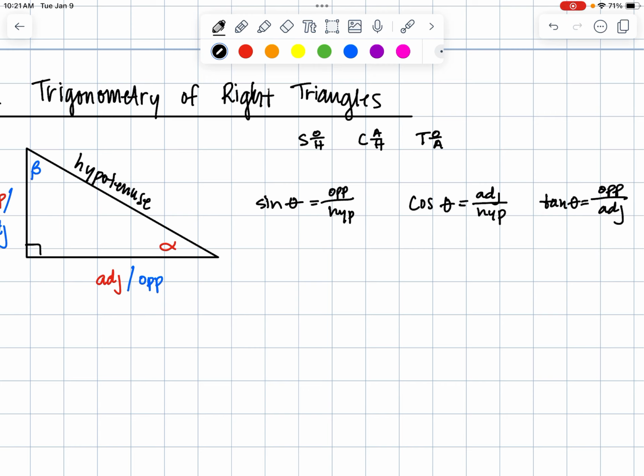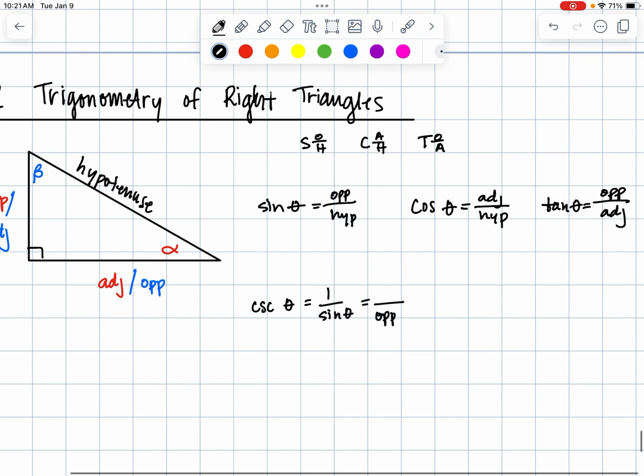Now that we know what cosecant, secant, and cotangent are, we should also incorporate those. Cosecant of theta is the reciprocal to sine. So you could write it one of two ways. You could write it as 1 over sine theta. But even easier than that, just take the reciprocal. What is the reciprocal to opposite over hypotenuse? Well, it should be hypotenuse over opposite. Wow, that's a terrible hypotenuse. Let's rewrite that. Okay.